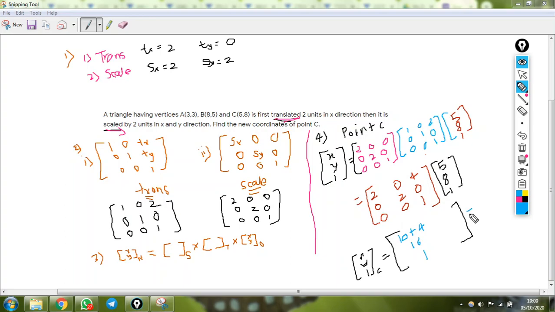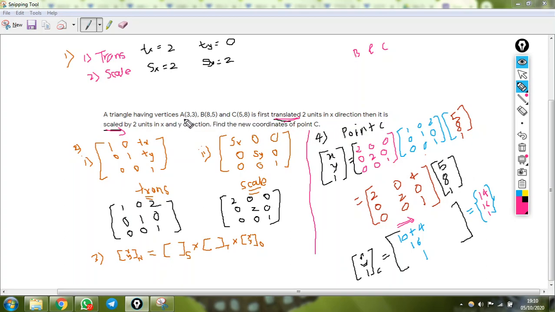So here we get the answer: 10 plus 4 is 14, 16 and 1. So after doing this translation and scaling, we get the new coordinates of point C as 14, 16 and 1. Now you can find the new coordinates of point B also. How to do that? Don't worry, you don't need to do all this process. You just require this matrix. Just multiply this matrix with the next point.